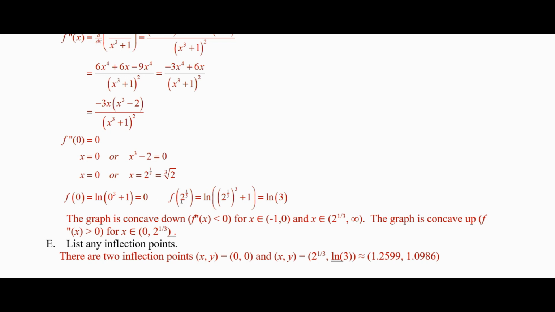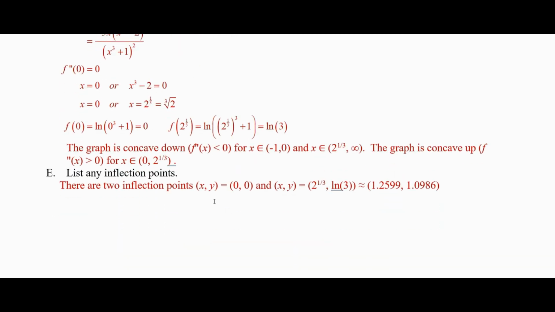And if you do f of 2 to the 1/3 power, you're going to cube this, and the 1/3 cancels out, so you get 2 plus 1 is 3. So you get natural log of 3 there. So that point, cube root of 2 comma log of 3, is an inflection point. And so it turns out the graph is concave down where the second derivative is negative.